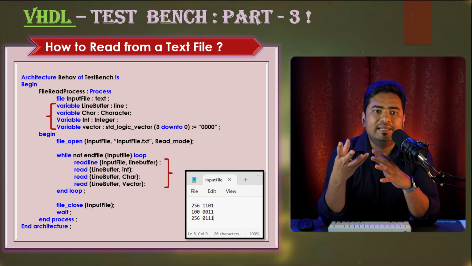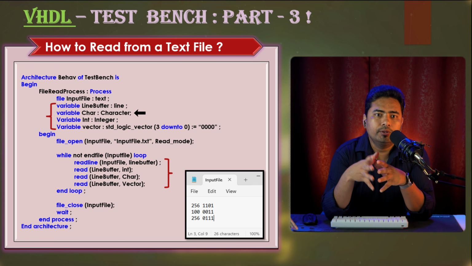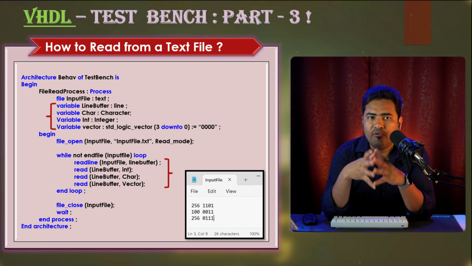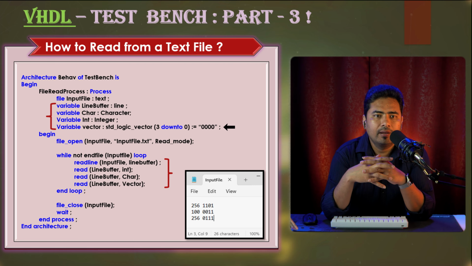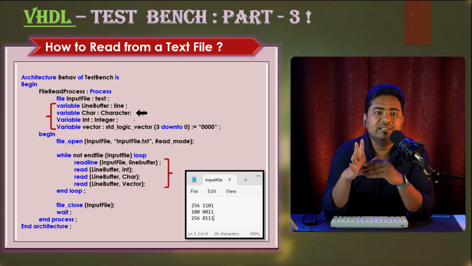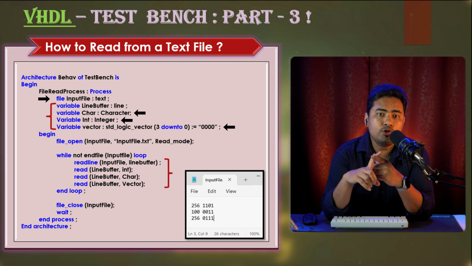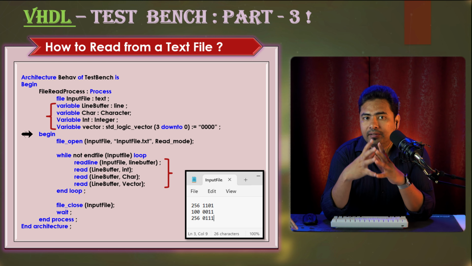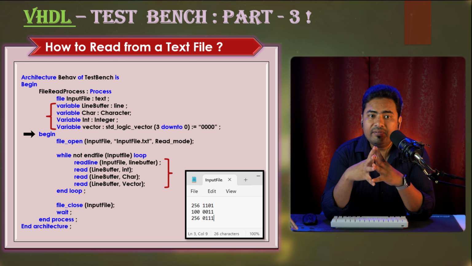So we have written these lines. Variable char : character; variable int : integer; variable vector : std_logic_vector(3 downto 0) := "0000"; Remember that all these variables and the file handle have to be declared in the declarative part of this process block. Now the begin keyword. So we will write our process block from here.